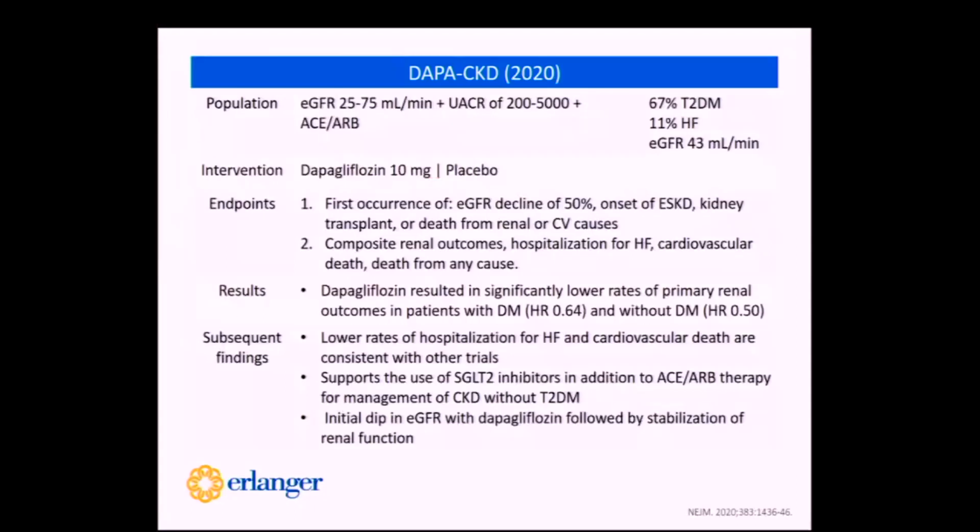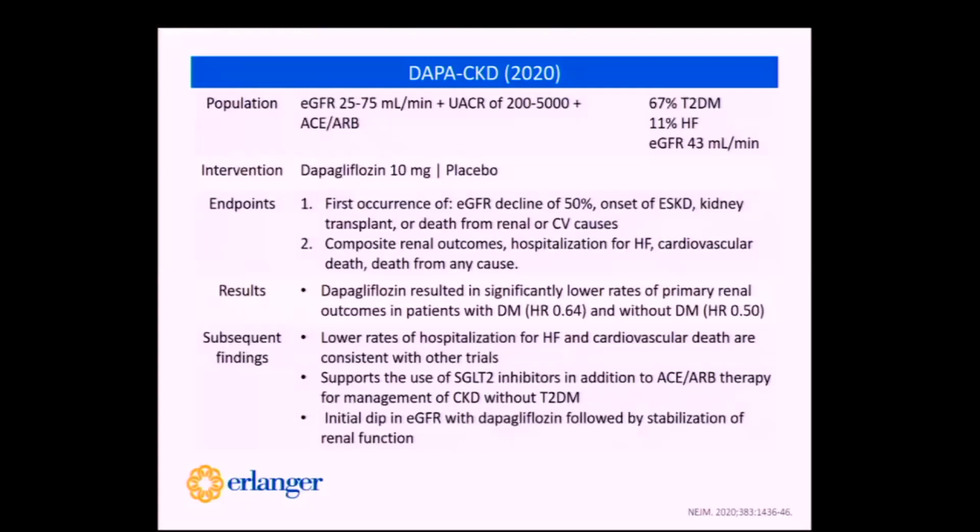So the DAPA CKD trial concluded that there's a significantly lower rate of primary renal outcomes in patients both with diabetes and without, with hazard ratios of 0.64 and 0.5 respectively. Some other subsequent findings are that there were lower rates of hospitalization for heart failure and cardiovascular death, which is consistent with previous literature. And this study also supported the use of SGLT2 inhibitors in addition to ACE or ARB therapy for management of CKD without type 2 diabetes.